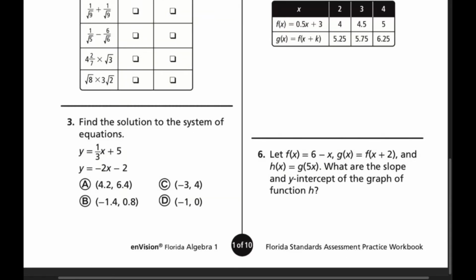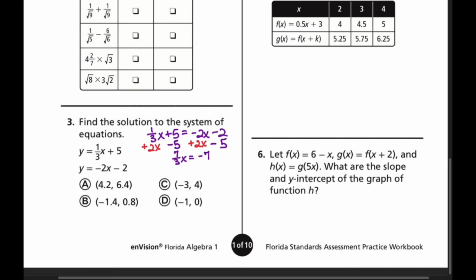All right, number 3. So find the solution to the system of equations. So because they both equal y, we can make them equal each other. So I'm going to set them equal to each other and solve for x. And if you notice, all of the x values in the answers are different. So once I find my x value, I can find my answer pretty easily. So I'm going to subtract 5 first, and then add 2x to the other side. I'm doing two steps in one line.